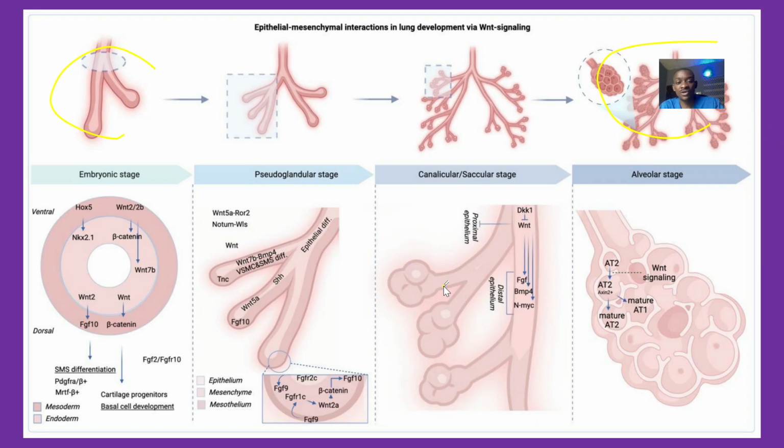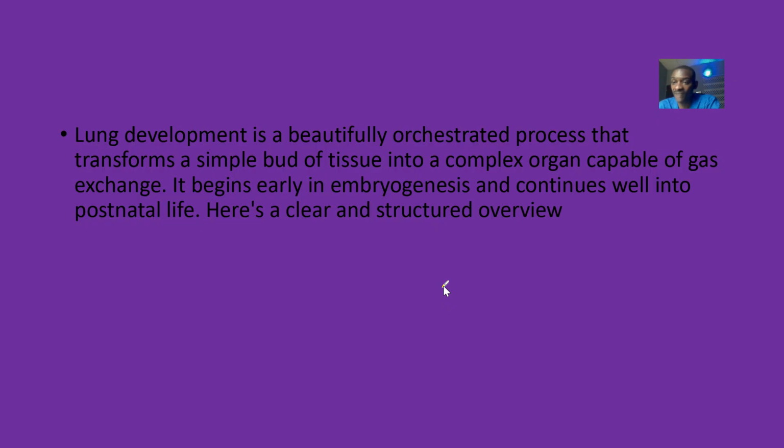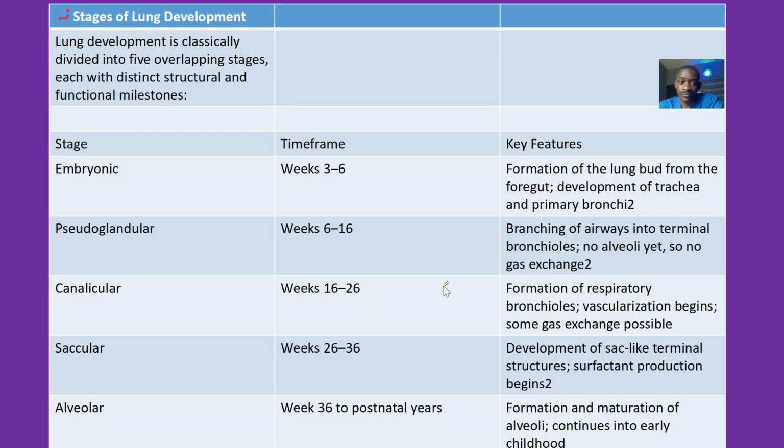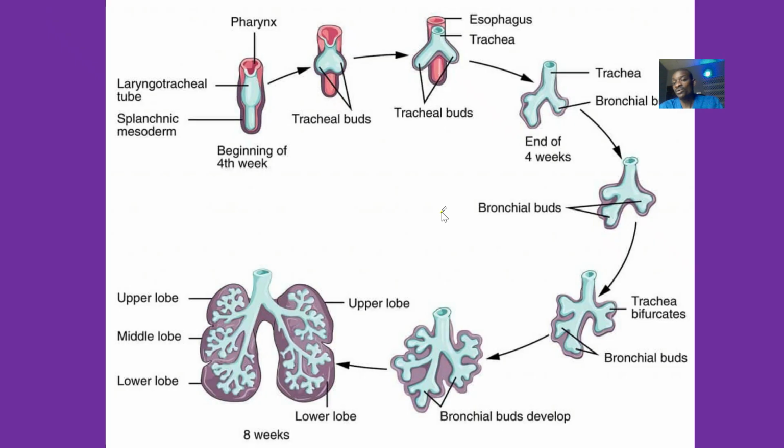So we have the embryonic stage, the pseudoglandular stage, the canalicular, also known as the saccular stage, and the alveolar stage. The embryonic stage is within week 3 to 6 as the baby is developing. There's formation of the lung bud from the foregut, and also development of the trachea and the primary bronchi. So some 3 to 6 weeks, right? 4 weeks still is within the interval that we just spoke about.